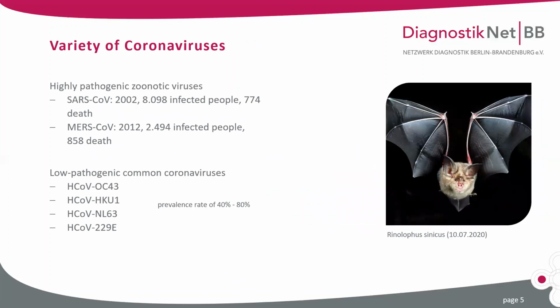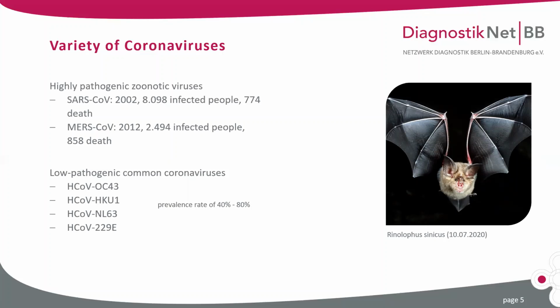Where are we with the variety of coronaviruses? What we know is, of course, that this is a zoonotic virus. It has some highly pathogenic relatives. We know very well SARS-CoV-1 from 2002. It had about 9,000 infected people, of which 774 died.